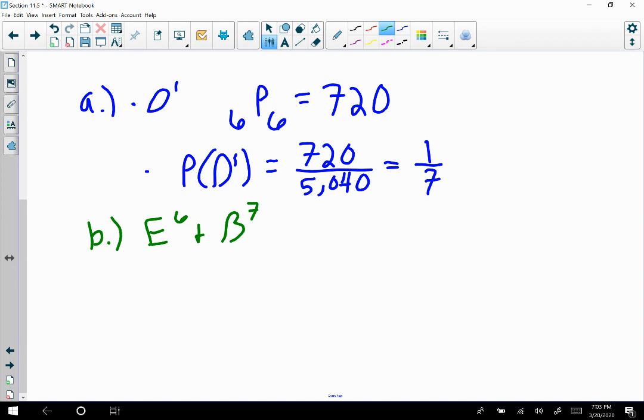Well, again, just like what we did in A, you are solidifying 2 positions. Everybody before that, it doesn't matter how they go. So since we are solidifying 2 of these, that means we have a total of 5 acts left to deal with, and we're going to put them in arrangement of 5. So we want 5P5. All right, so go to our calculator.